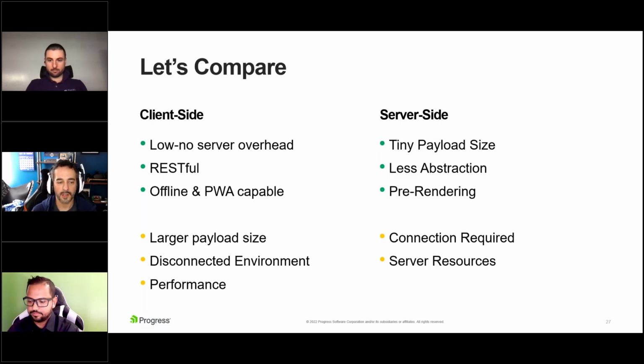Now, if you compare the two of these models, you've got the client-side Blazor, which is low to no server overhead. It's a RESTful scenario that we're used to using with something like Angular or React. It can work offline. It can be a PWA application. It does have a little bit larger of a payload size because we are, in fact, sending the .NET framework down to the client. It's RESTful, so it is a disconnected environment. So it's typically what we deal with on the web.